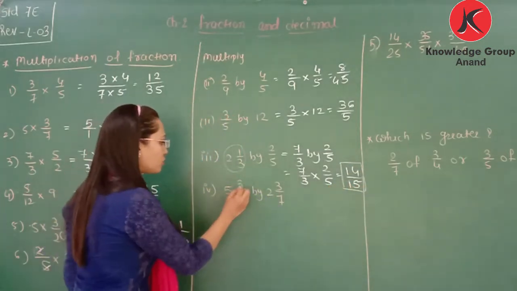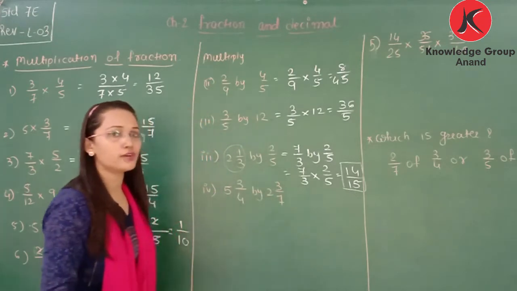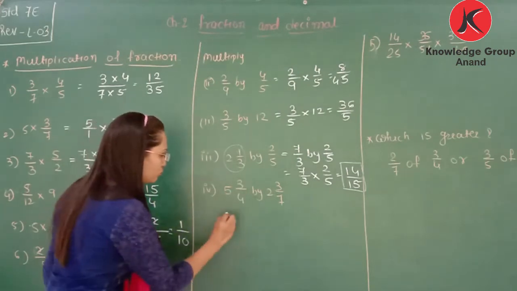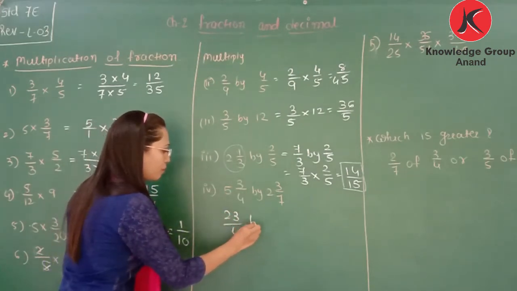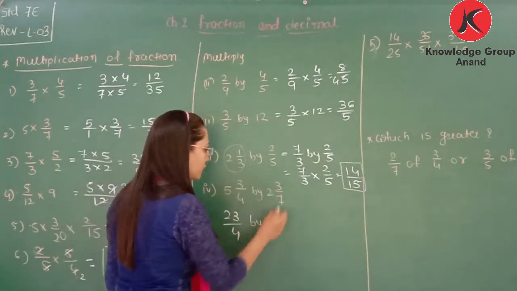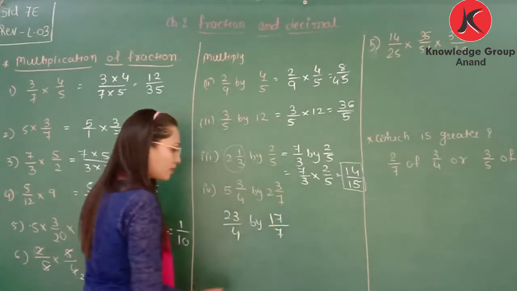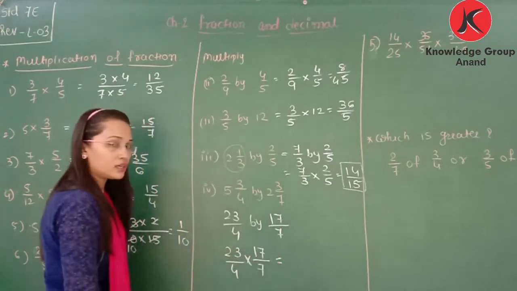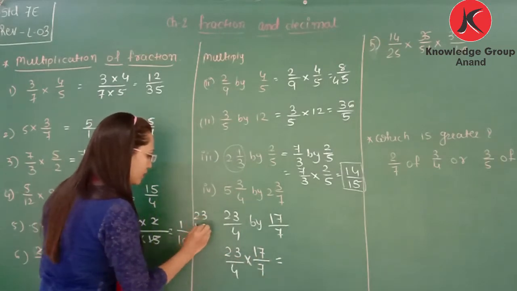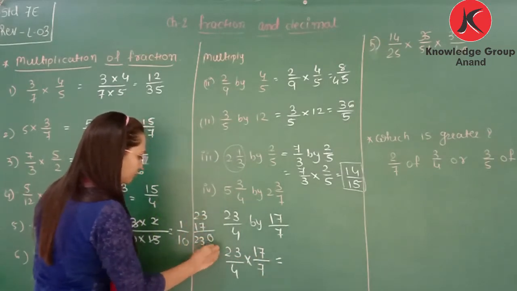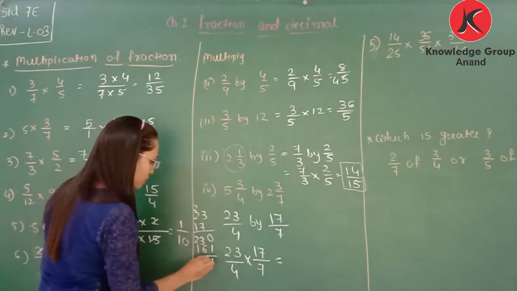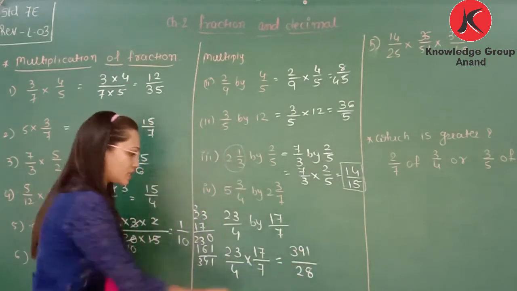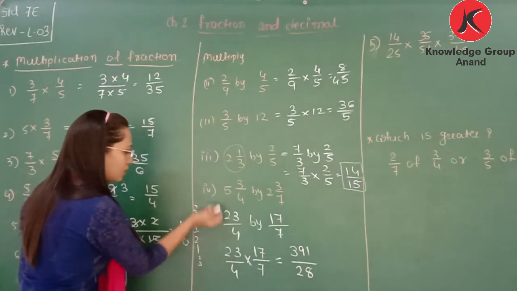Now next, 5 3 by 4 by 2 3 by 7. So first of all, convert these mixed fractions into improper. 4 5s are 20 plus 3, 23 by 4, by 2 7s are 14, 14 plus 3, 17 by 7. Now multiply 23 by 4 multiply 17 by 7. Now here multiply the numerators. So 23 multiply 17, we have 391 divided by 28, 7 4s are 28. So this is our answer.